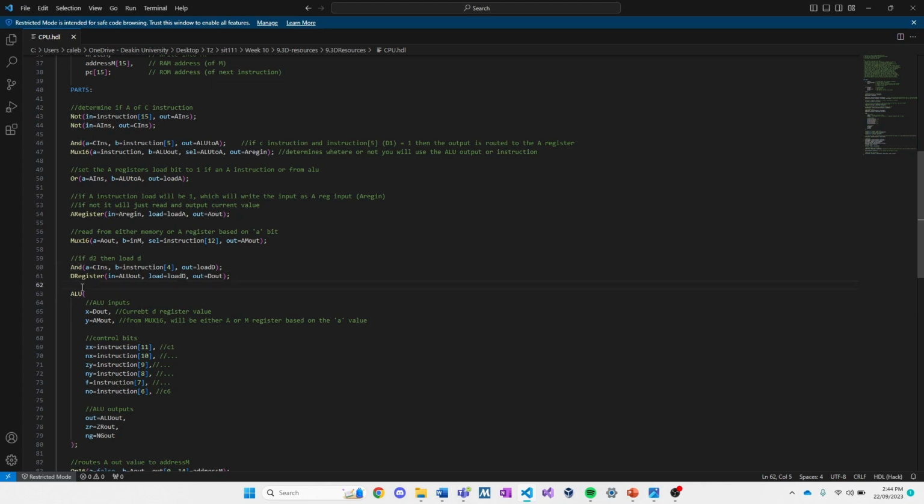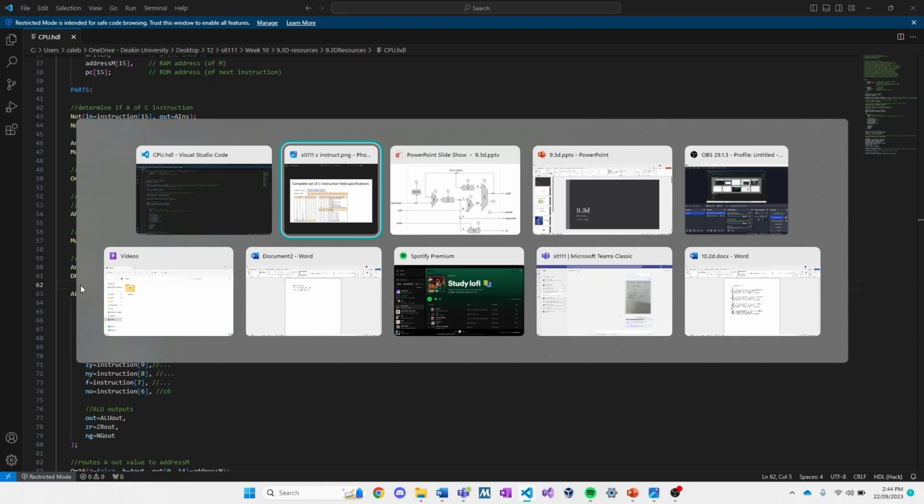In this AND gate, we're just checking again for our destination bits, whether we're going to load D, whether D is going to be 0.